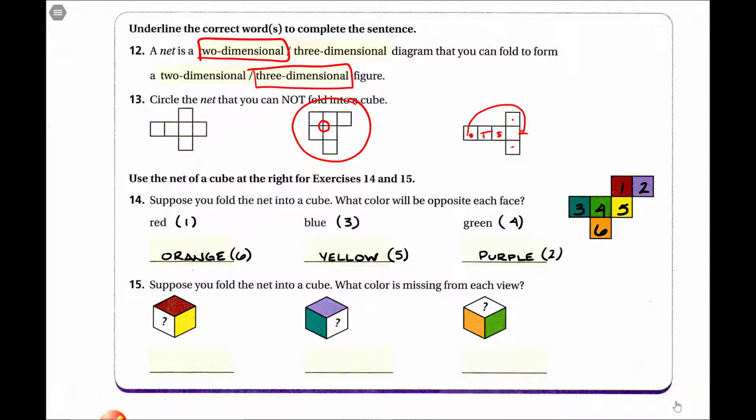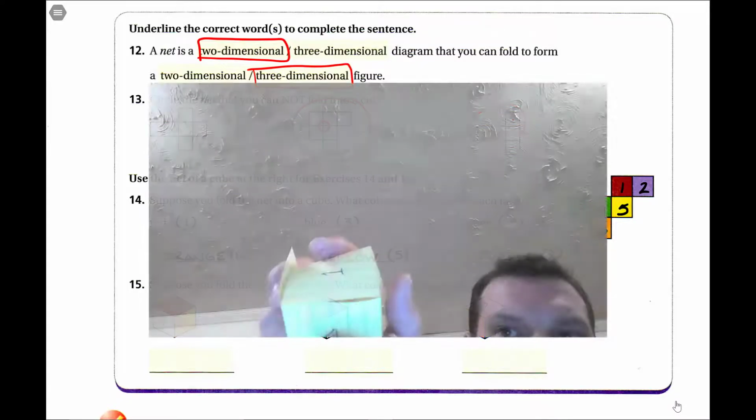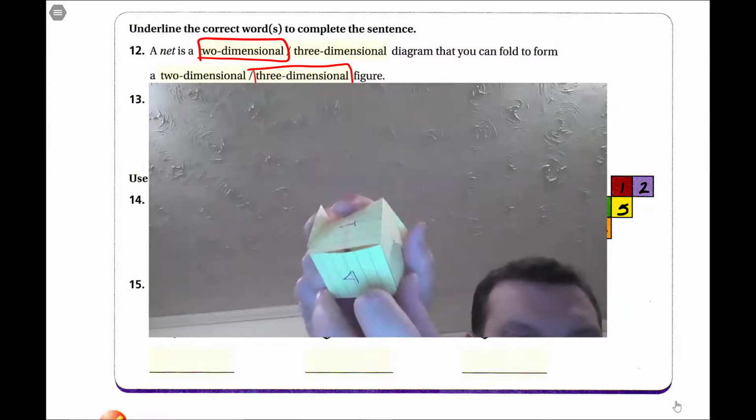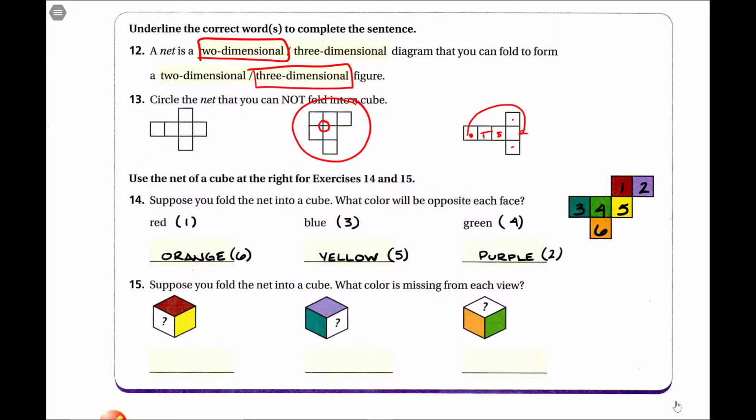And then it says, suppose you fold the net into a cube, what color is missing from each view? Using the same numbering convention and using our cube, if we orient our cube in the same fashion that we see in the notes here. So red corresponds to the number 1, so we put number 1 on top. And then we would put yellow, which is number 5, immediately down and to the right. So we're kind of looking at it this way. I hope you guys can see that. And so that means that the side that we're looking for and we're missing is 4, which would correspond to green.